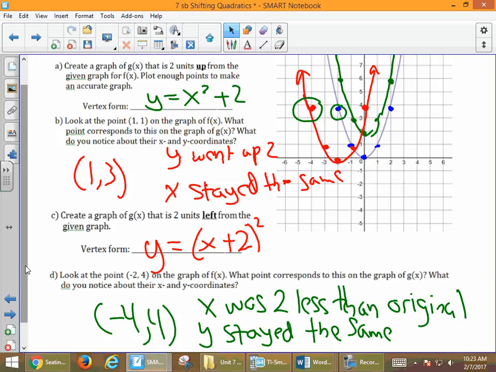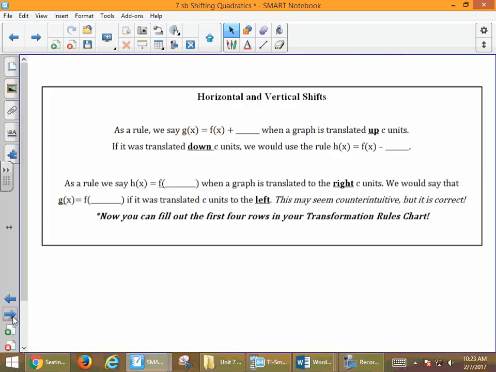And so we're going to generalize this a little bit for any of our quadratics that we run into. And so as a rule, we say g of x equals f of x plus c when the graph is translated up c units. C is just a constant. It's any number. It could be 2, it could be 3, 4,000. So if we were to go up 4,000, we would say f of x plus 4,000. So if the graph is translated down c, we would use the rule h of x equals f of x minus c.